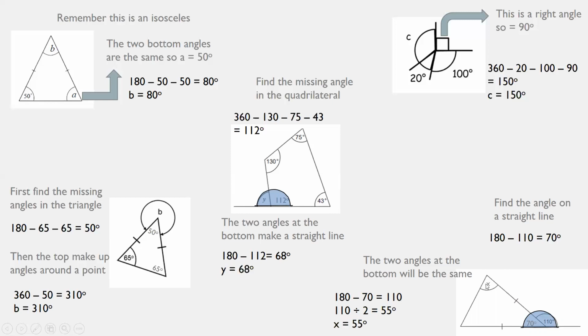And if we know that these two have to be the same, well, we need to split that 110 up into 2 then, divide it by 2. So X must be 55 degrees.